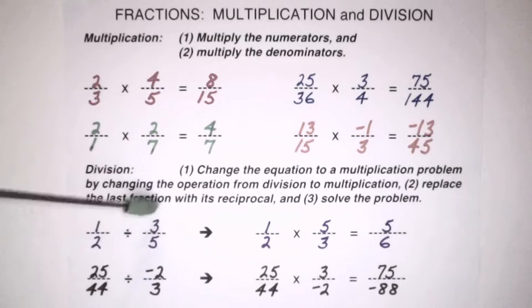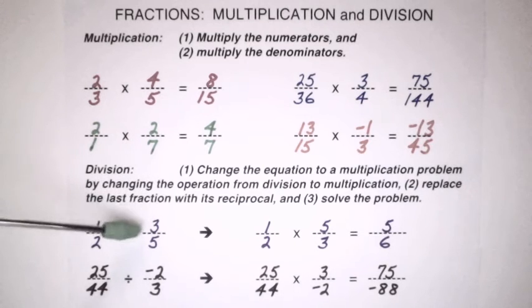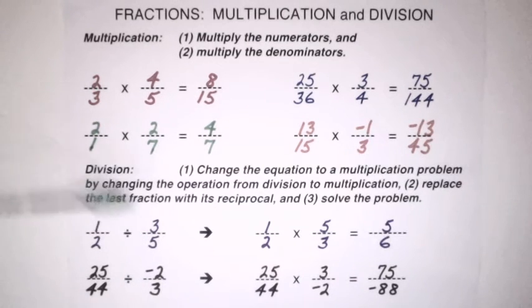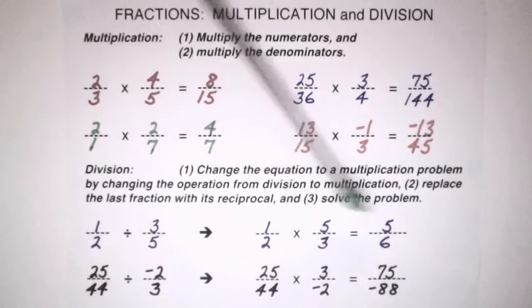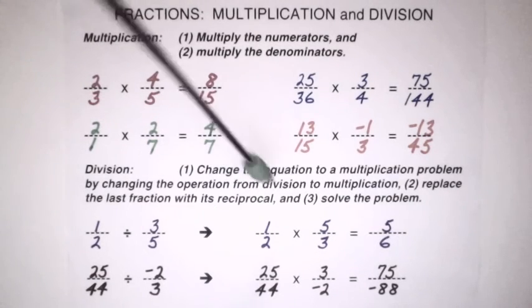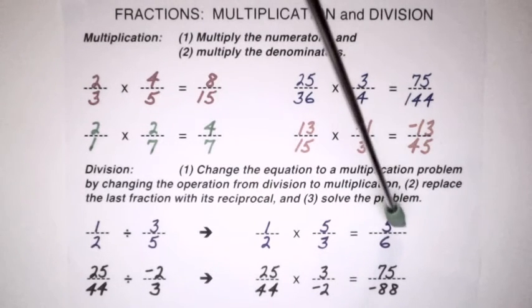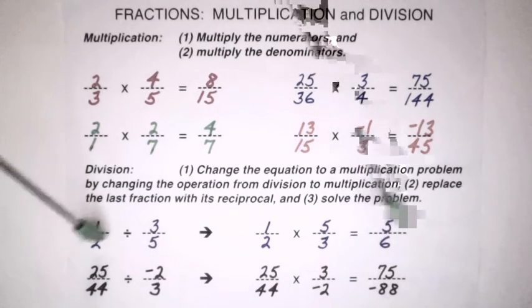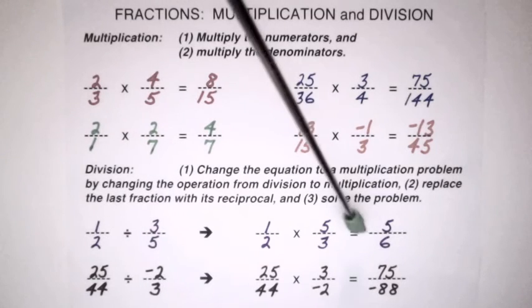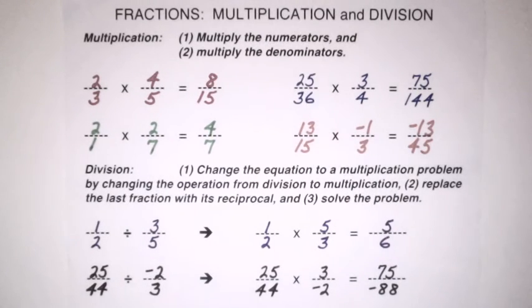There's only one thing left, and that's the last fraction. And what we do is we find its reciprocal. The reciprocal of a fraction is the numerator and the denominator switched positions. So the reciprocal of 3/5 is 5/3. Now we know how to do this because I just showed you. 1 times 5 is 5. 2 times 3 is 6. 1/2 divided by 3/5 equals 5/6.